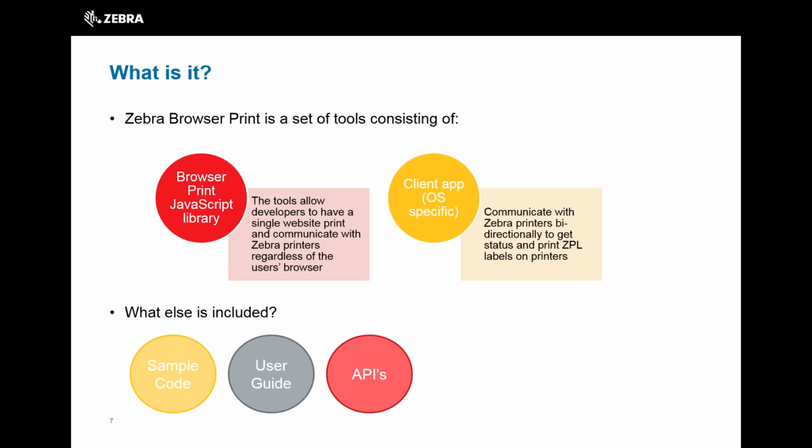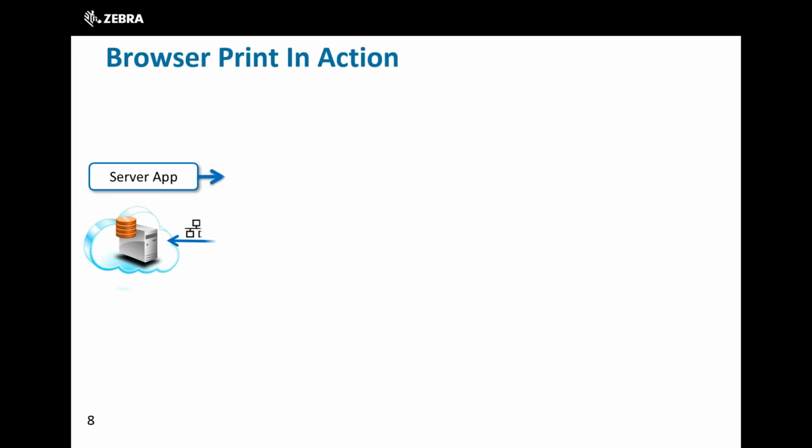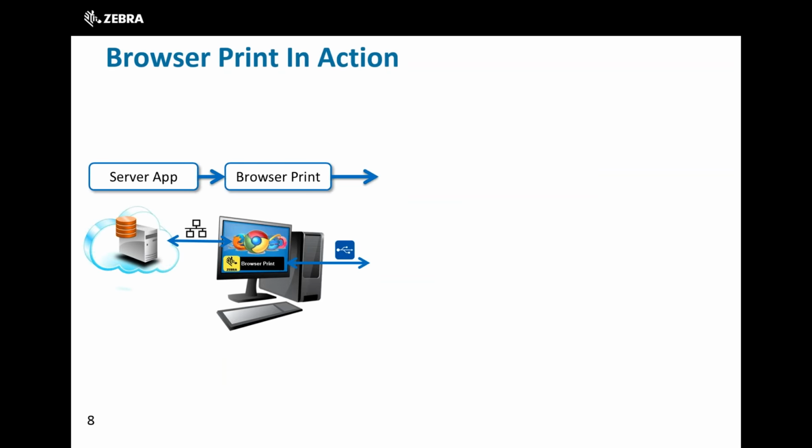We're also providing sample code, a user guide, and API documentation to help you figure out how to actually implement this. It's not that difficult, though. Especially once we take a look at the sample code, you'll see it's pretty simple. So how this works is, obviously, you've got a server app that has the JavaScript in it, and you've got Browser Print, which is installed on the client PC, and that communicates with the printer over USB.